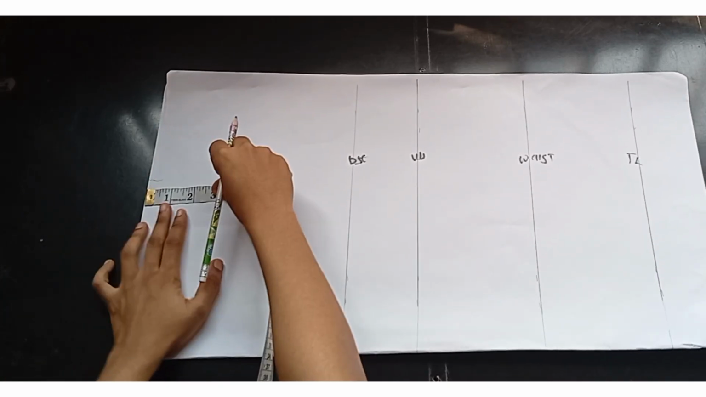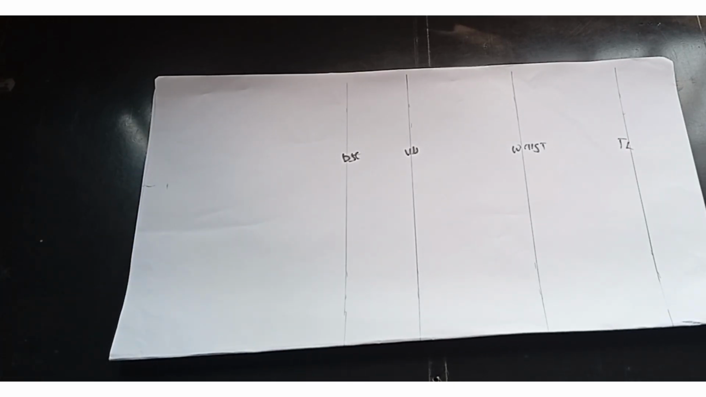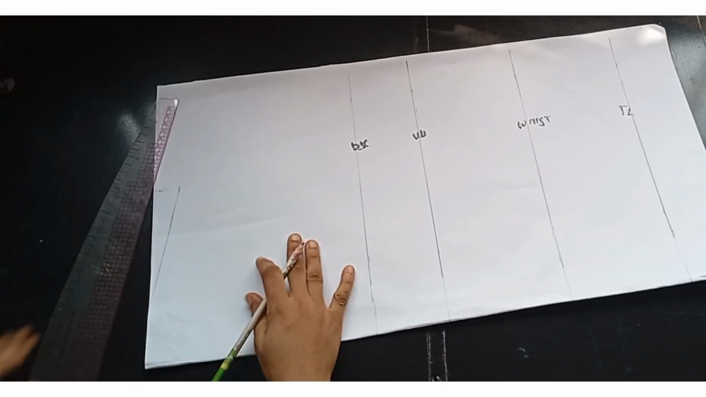After I'm done marking this, I'm going to mark my shoulder divided by 2. My shoulder is 7 inches divided by 2, and I added ½ inch. From that point, I came down by 1 inch and I marked. This will serve as the shoulder slant for this pattern. I'll place my ruler and draw out my shoulder slant.